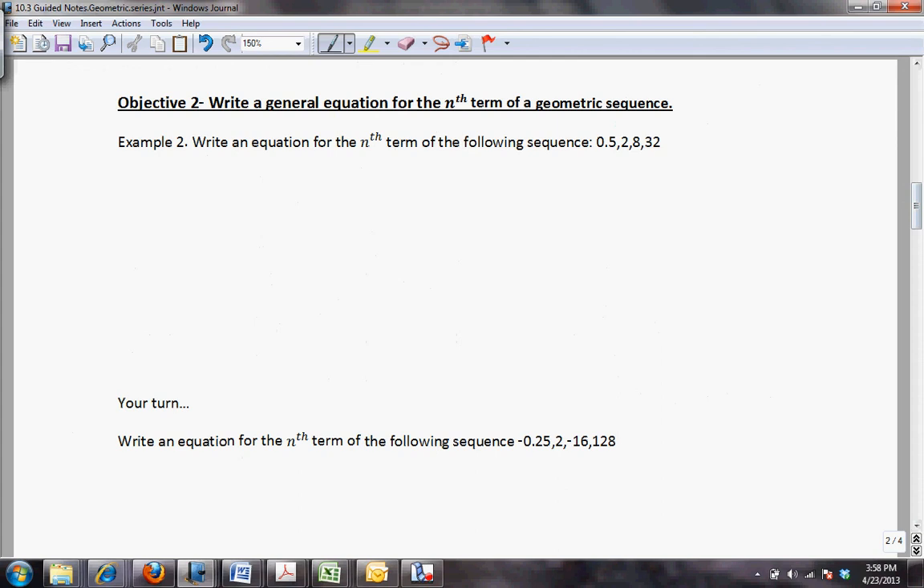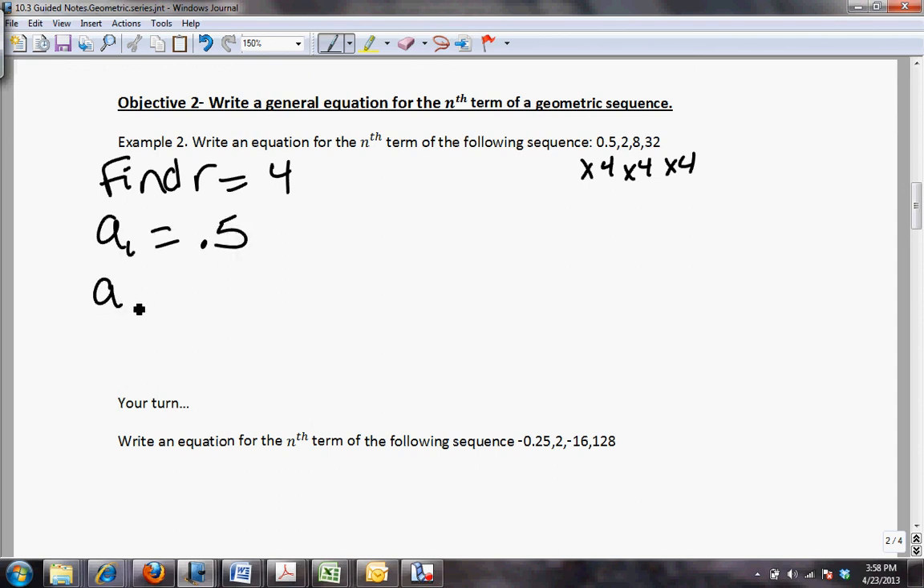Write a general equation for the nth term of a geometric sequence. Very simple. First we need to find r. What's the rate of change? Well, the way you look at these, you could take 2 divided by a half, and you would see that would be 4. Then you take 8 divided by 2, that's 4. 32 divided by 8, that's 4. So we can see that each time we're multiplying by 4. So we found r, it equals 4. We know a1 is 0.5, and so we could figure out that an is equal to 0.5 times 4 to the n minus 1.